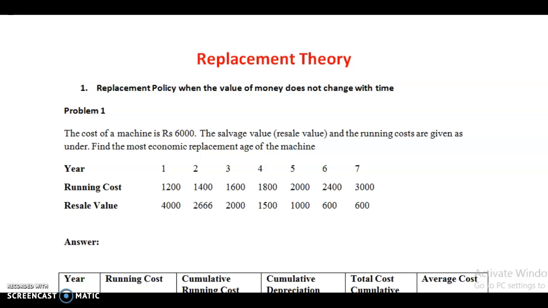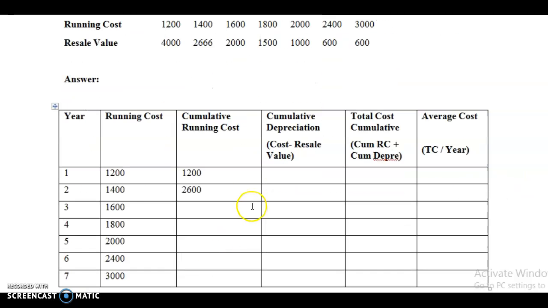In the question, year, running cost and resale value are given. In order to find the most economic replacement age, first draw a table. The table has 6 columns: first column year, second running cost, third cumulative running cost, fourth cumulative depreciation, next cumulative total cost, and average cost.